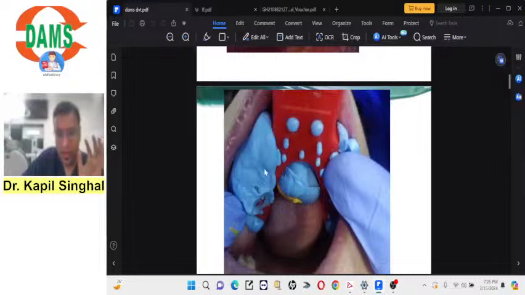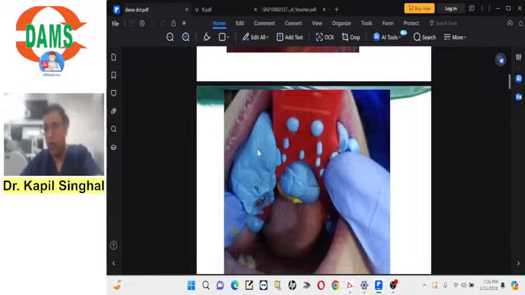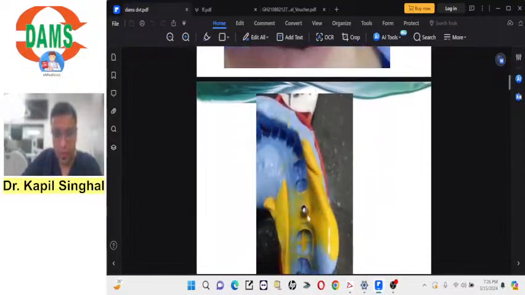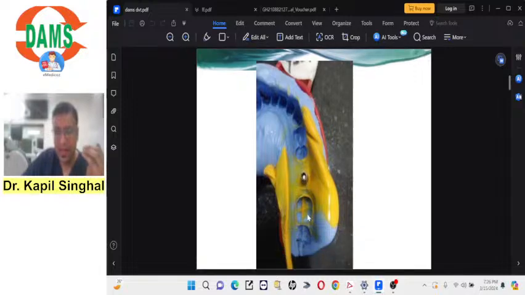Now while the tray is in the patient's mouth and the material is setting, don't remove the tray. What we'll do is take our hex driver and unscrew this impression post. As soon as we unscrew it, we'll remove the tray, and the impression post will be picked up inside the impression.